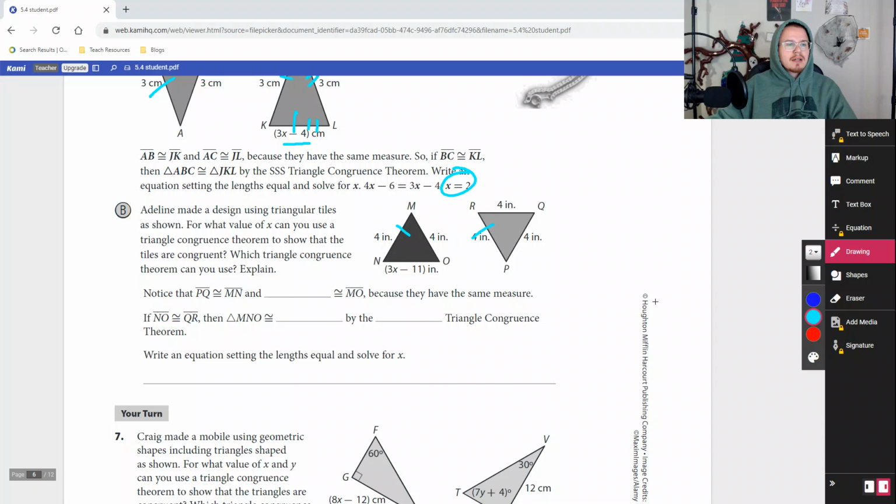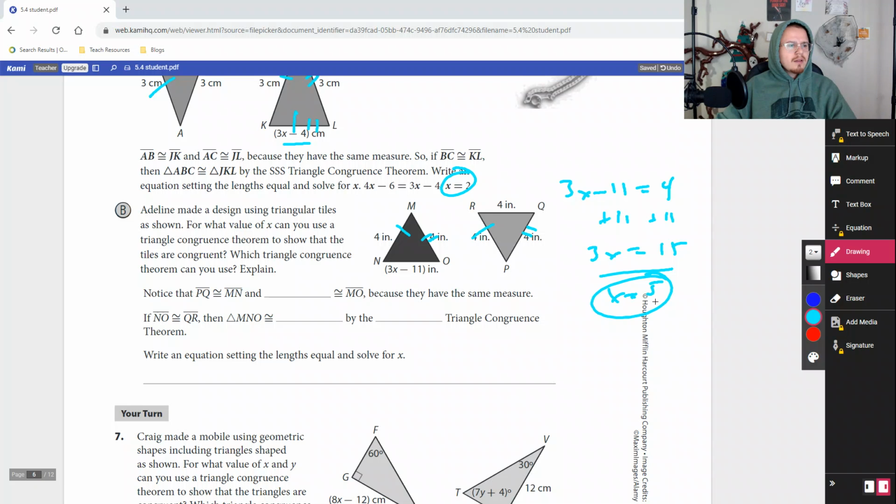So Edelin made a design. We got 1, we got 2, we got 3, we got 4. Is this equivalent? So we'll set them equal. Alright, so solve this real quick. That ain't gonna work for me, right? Yeah, this isn't gonna work, correct?